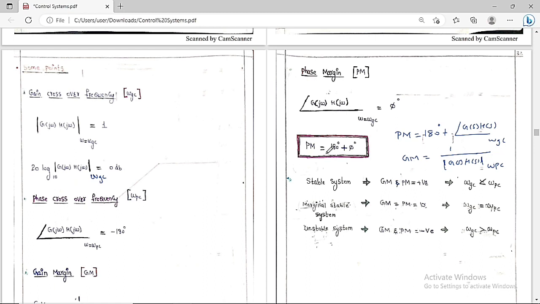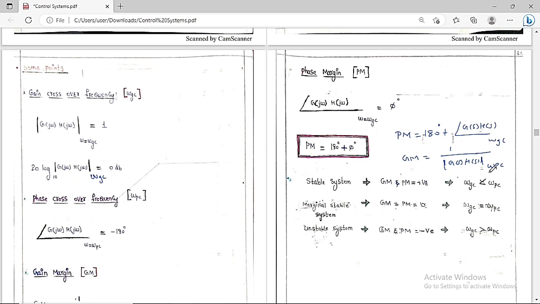So what is the phase margin? Phase margin is equal to 180 degree plus the phase angle of G of H of S at omega GC. Whereas the gain margin is 1 by magnitude of G of H of S at omega PC. So these are the important things, always you have to keep in your mind.